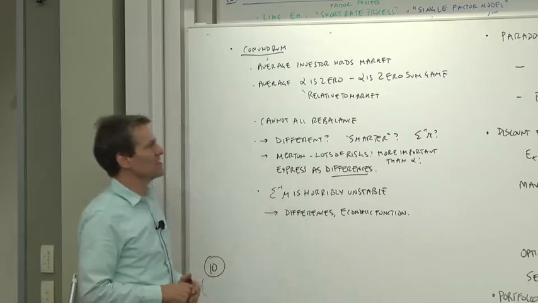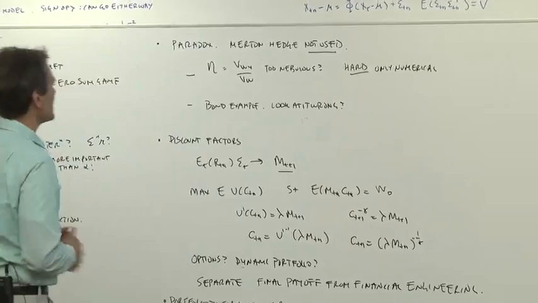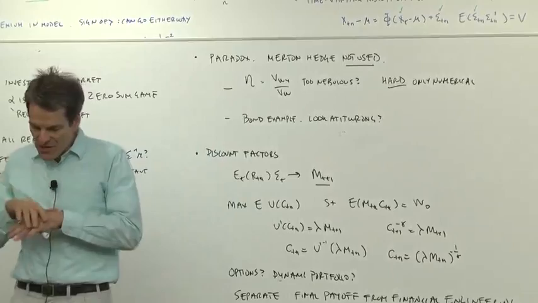Now, there's a paradox. I showed you this beautiful Merton theory and the hedging demands. Merton wrote that paper in about 1970. It's either the 70 or the 72. And yet hedging demands don't get used. The average hedge fund is really good at the market timing demands and uses a mean variance optimizer with no hedging demands. Now, that's a paradox.